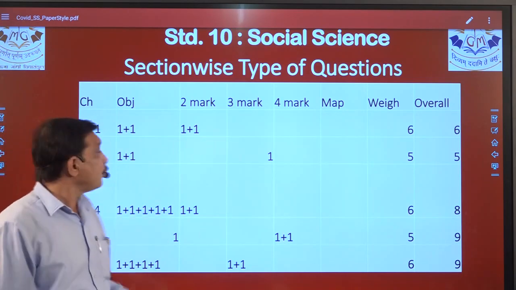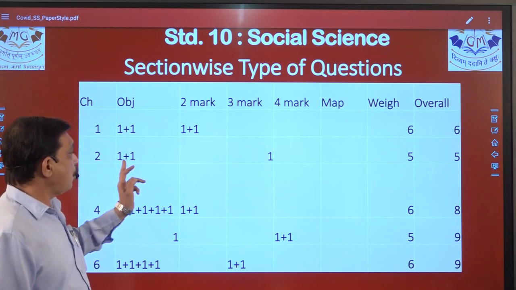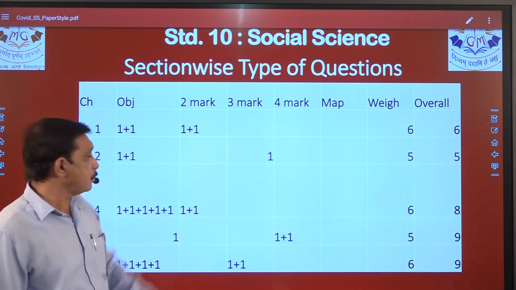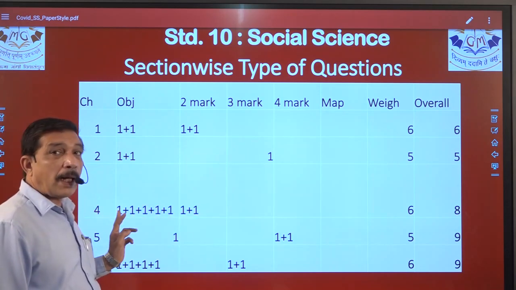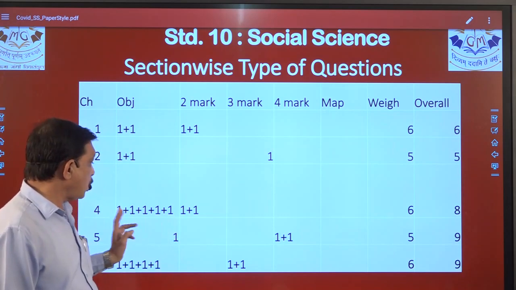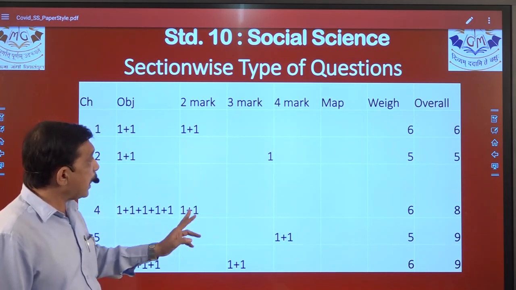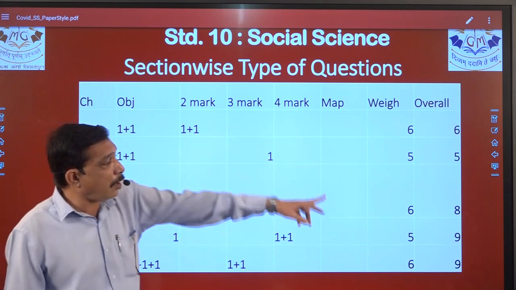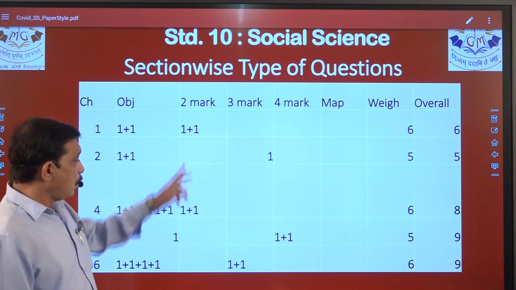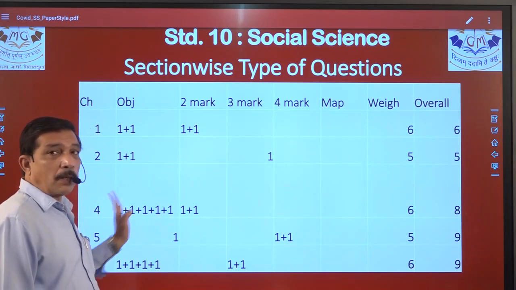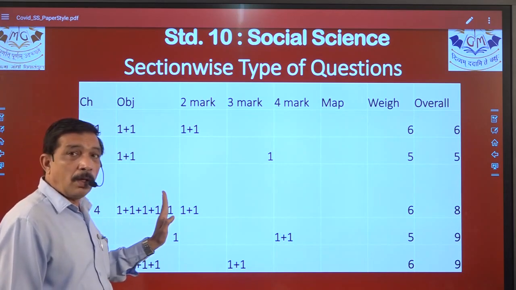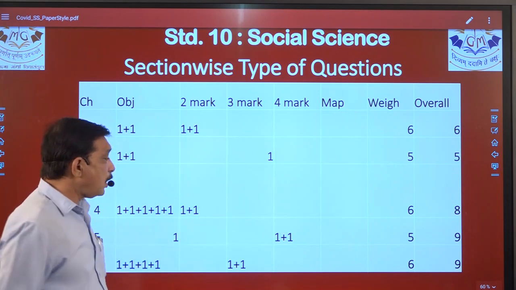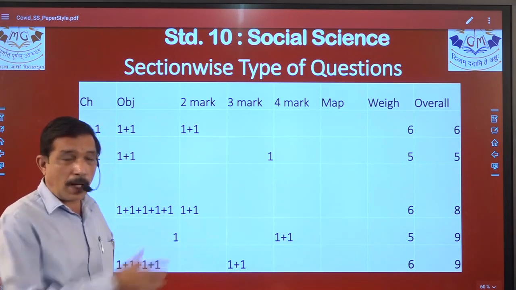Be quick in writing. Chapter number 2, you have 2 objectives and a 3 mark question. Chapter number 4 can have lots of MCQs, 1, 2, 3, 4, 5 MCQs, plus it can have 2 marks, 2 questions, because we have a broader weightage over there, 6 marks. So 4 marks over here and 2, or it can be shifted in this way. It can be having 4 questions over there, objectives, and 1 over here, right? So 6 marks. So anyhow they can manage.